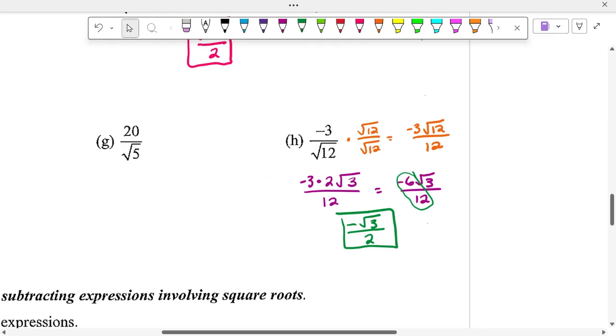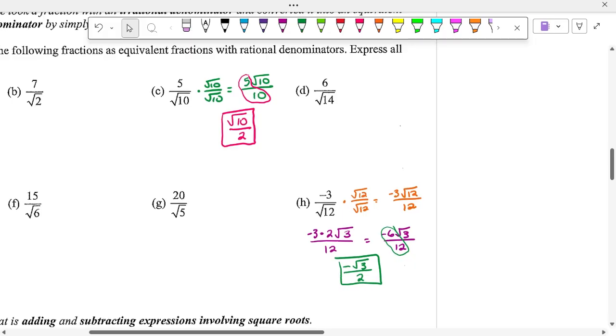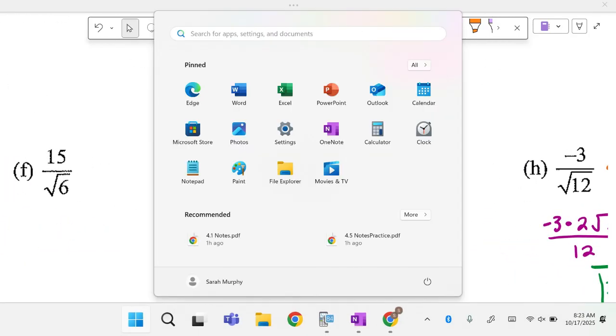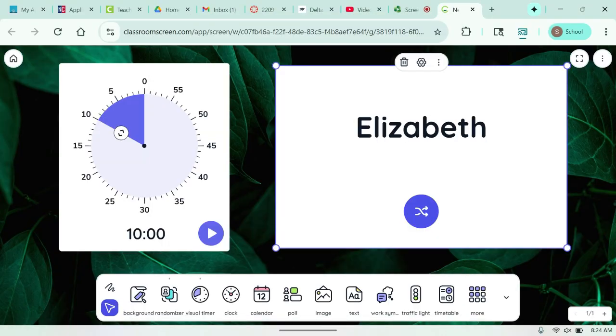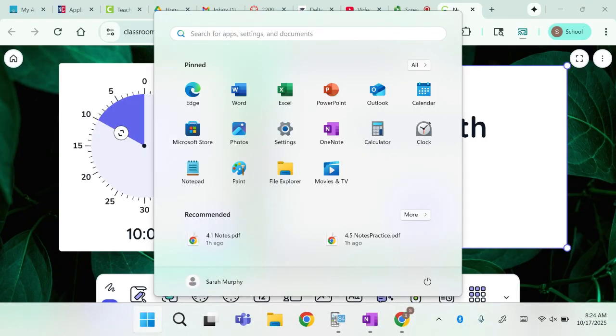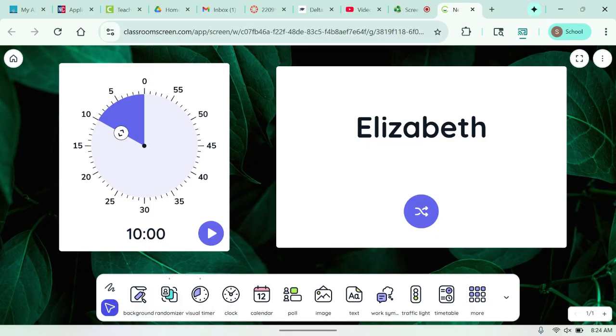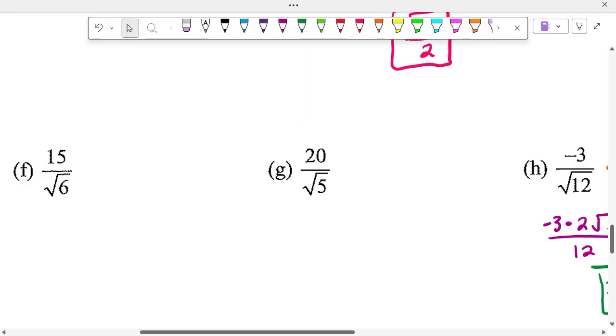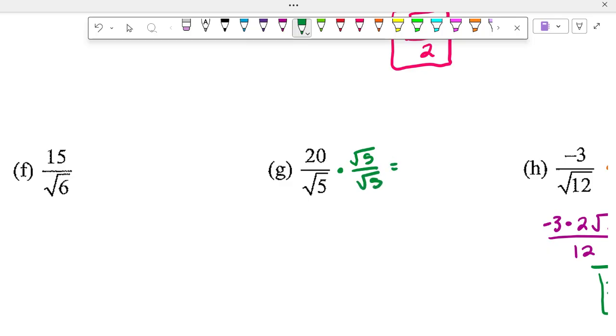All right, let's do letter G. Walk me through my steps. So let's go with Elizabeth. Not Elizabeth A, Elizabeth P. Lucas, what would be my first step here? Right, we multiply by the square root of 5 over the square root of 5. And what would that give me, Lucas? Good.